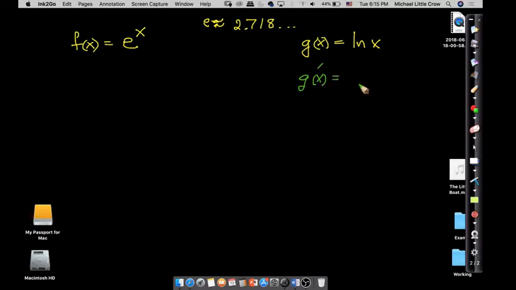does anyone know what we get? Close. 1 over x. So yeah, it's a very simple derivative. When you take the derivative of the natural log, it's just 1 over x. It feels like magic, but it just is what it is. And even with the science-based calculus, there's not really a good proof of why it is what it is.